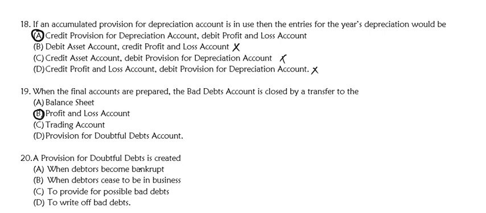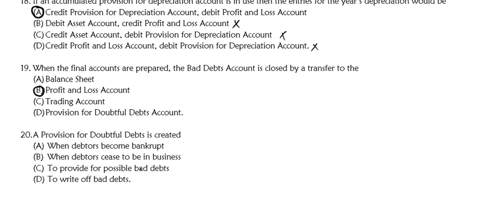Provision for doubtful debts is created when the debtor becomes bankrupt? No. When it has ceased to be in business? No. To provide for possible bad debts? Yes. So provision for doubtful debts is created to provide for possible bad debts. These are debts which you're doubting, so anytime in future they can turn to be bad debts. According to the prudence concept, you have to provide for those possible losses before they eventually occur.